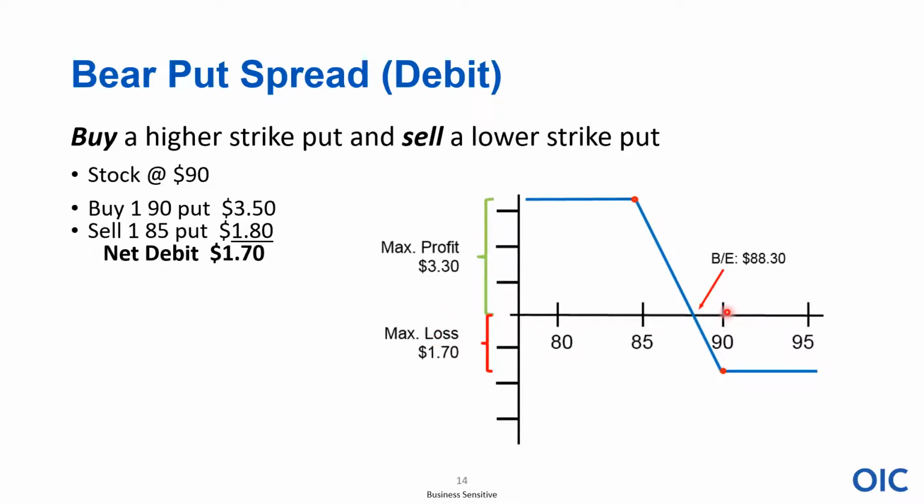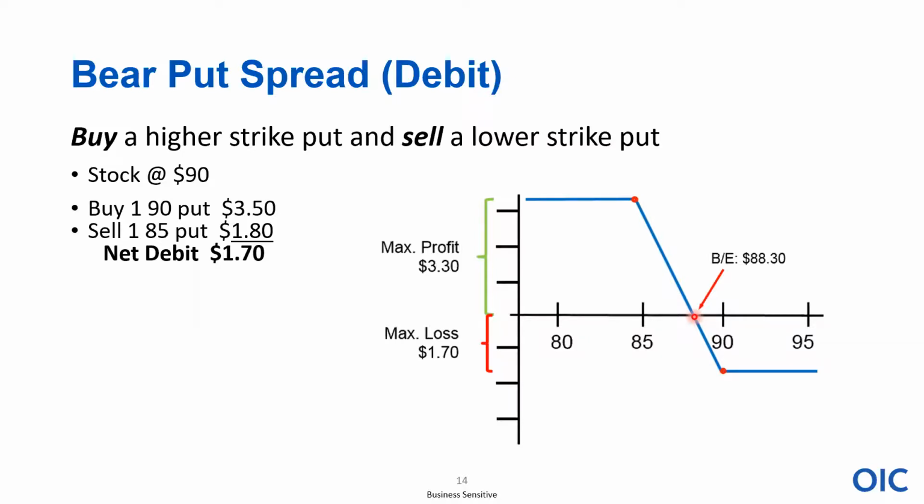Remember with the credit spread, the stock could consolidate. We made money. Stock can move in our favor, we make money. Stock can move slightly against us and we still make money. That's not the case with the debit spread. If the stock does nothing and stays neutral, we lose. If the stock moves in our favor, well, we need it to move in our favor just to break even. We don't have that break even point on the other side. We need it to go there just to get our money back.